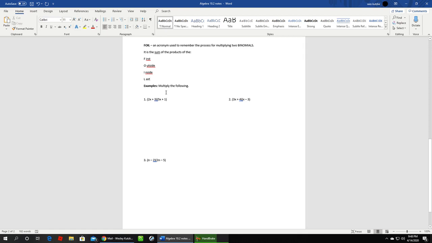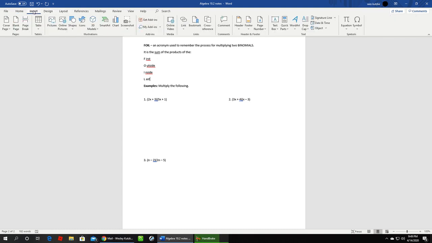I'm trying not to get too complicated here, but the whole idea is that if these are already in the right order, then if you follow the FOIL, at the end it'll already be in the right order as well for standard form. That's what we want. But how do we look at it? What does this mean? What is first? What is outside, inside, last? What does all that mean? Well, it's just telling you the order in which we're going to be distributing, as I said earlier.